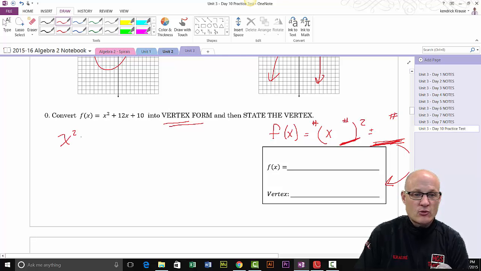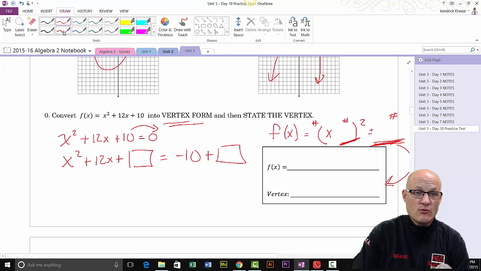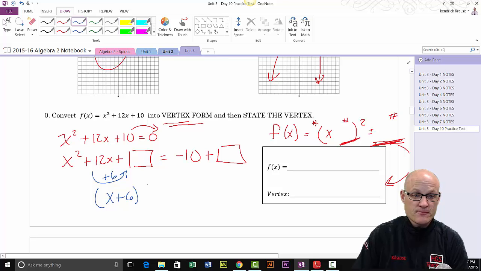So we're going to start with x squared plus 12x plus 10 equals 0. And we're going to do completing the square. So I'm going to toss this over to the other side. I get x squared plus 12x. And since it's completing the square, let's toss a couple squares in. Equals negative 10 plus square. Now, what goes in those squares is half of this, plus 6. Well, that's what goes here, x plus 6. And 36 goes here, and 36 goes here. So, equals 26.